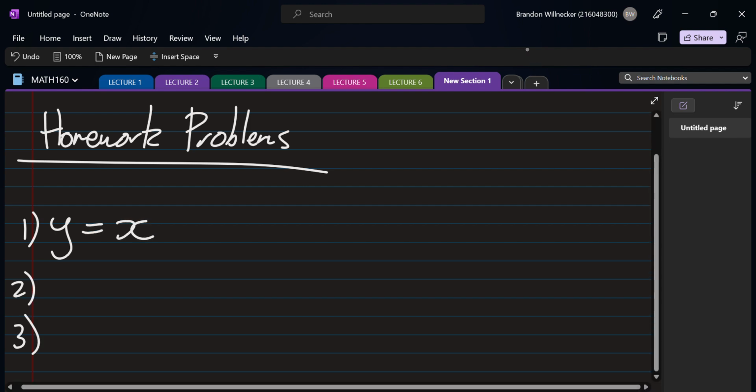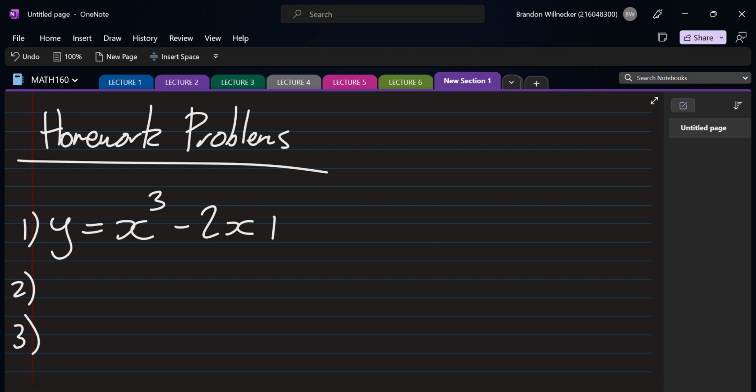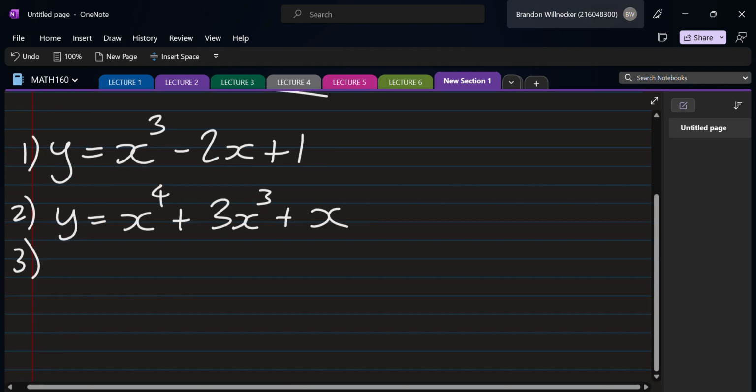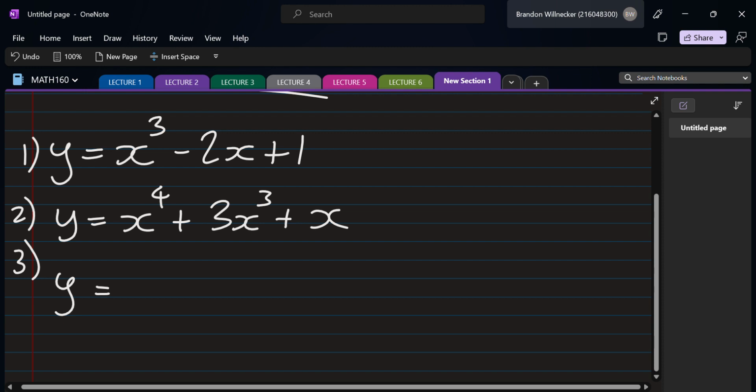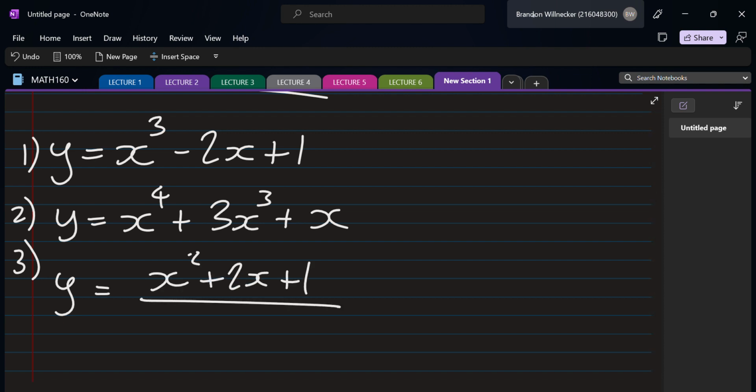So we have y is equal to x cubed minus 2x plus 1. y equals x to the 4 plus 3x cubed plus x. And y equals x squared plus 2x plus 1 over x plus 1. So these 3 will be due in full by the end of the lecture on Monday.